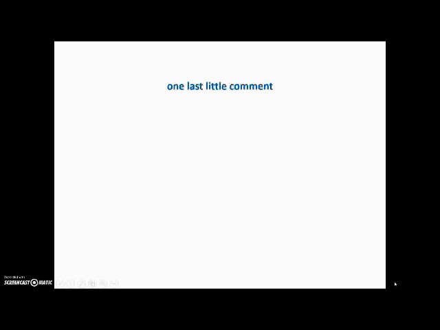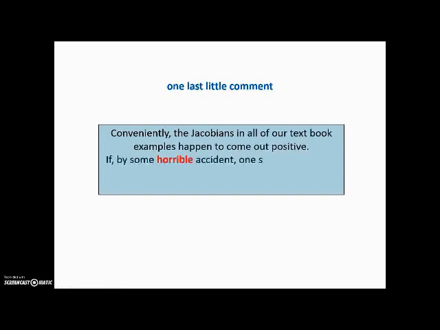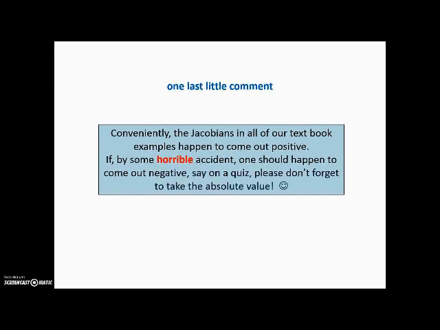One last little tiny comment. Conveniently, the Jacobians in all of our textbook examples just happen to come out positive. If by some horrible accident one should happen to come out negative, say on a quiz, please don't forget to take the absolute value.